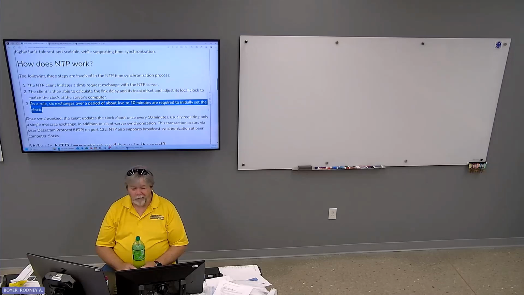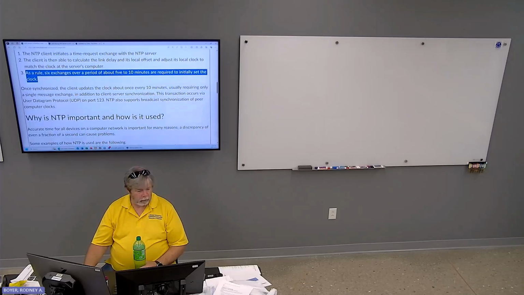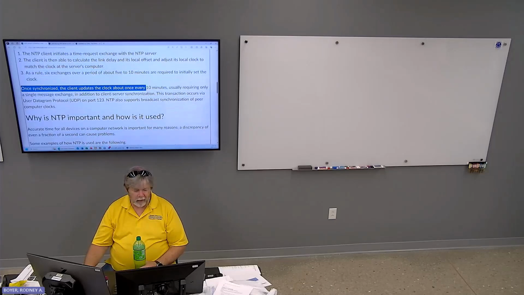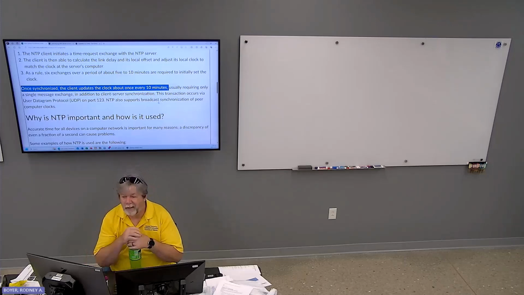Since they can hold their time for a week or so relatively accurately, they only need to go talk to the time server every once in a while, once a week, whatever. For computers on campus, that's determined by the people in IT. But once synchronized, the client updates the clock about once every 10 minutes. That's the default.